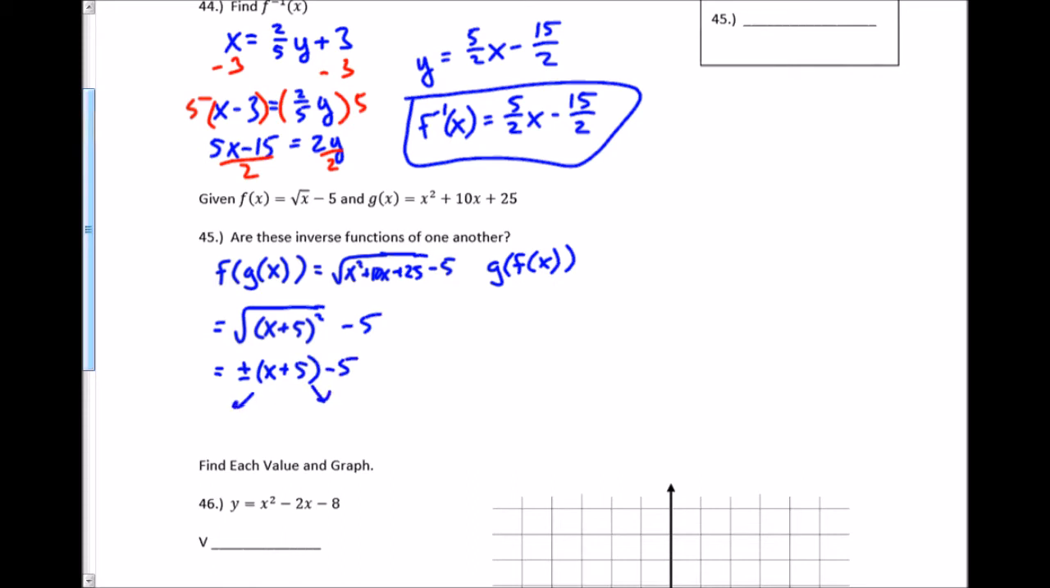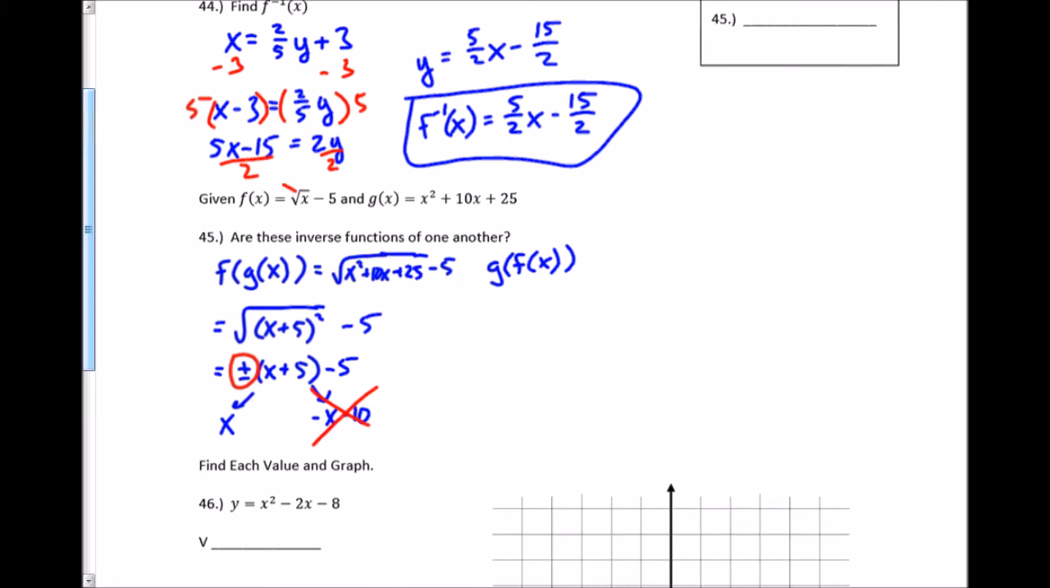When I treat it as the positive version of this thing, I end up with just an x. When I treat it as the negative version of this thing, I end up with a negative x minus 5. So I end up with a negative x and a minus 10 here. And really, that just doesn't work. Okay? Because of that plus or minus right here, this thing is not going to be inverses.